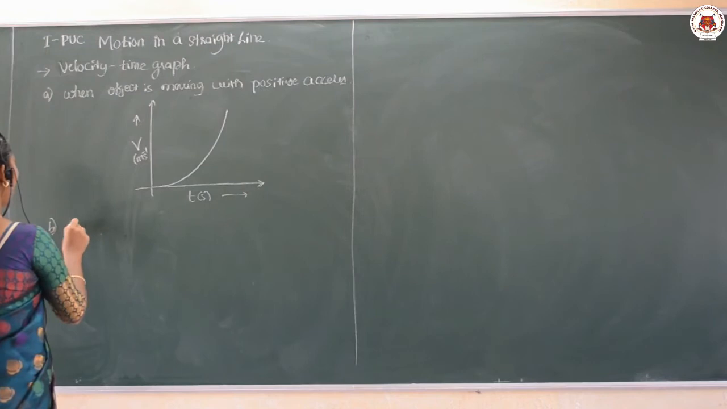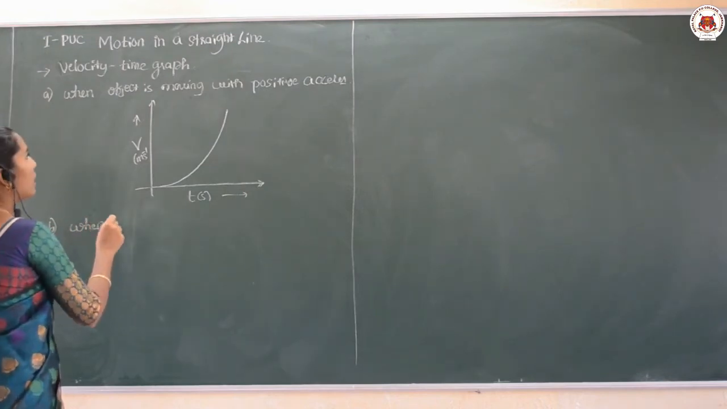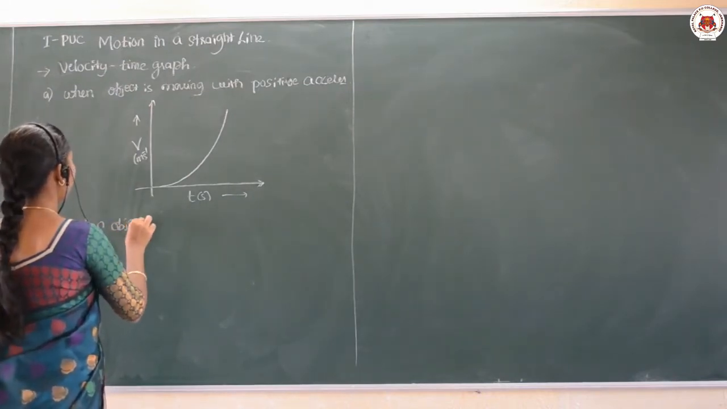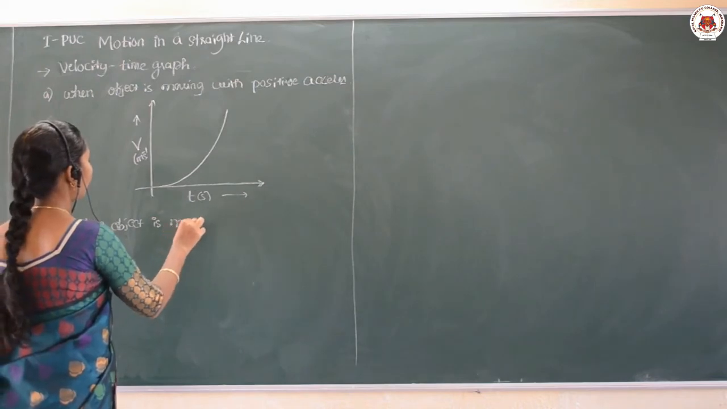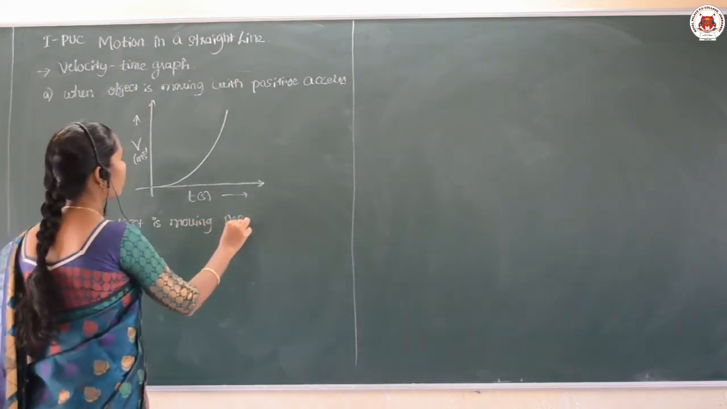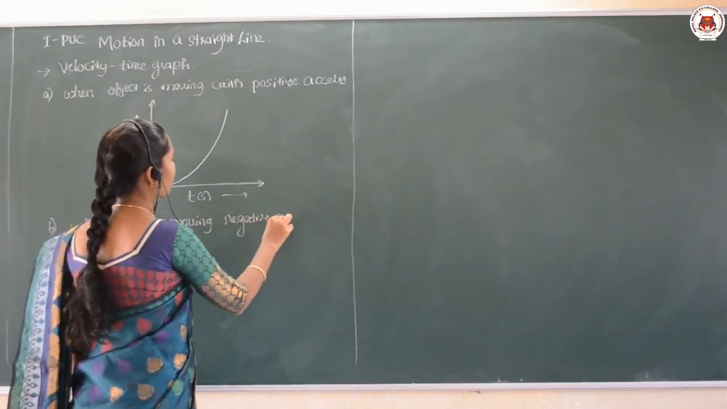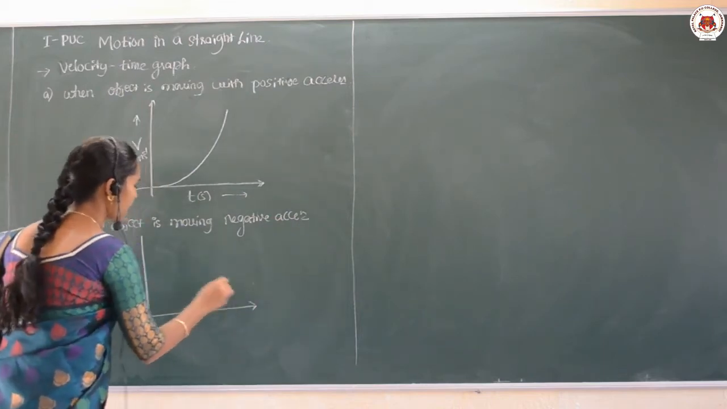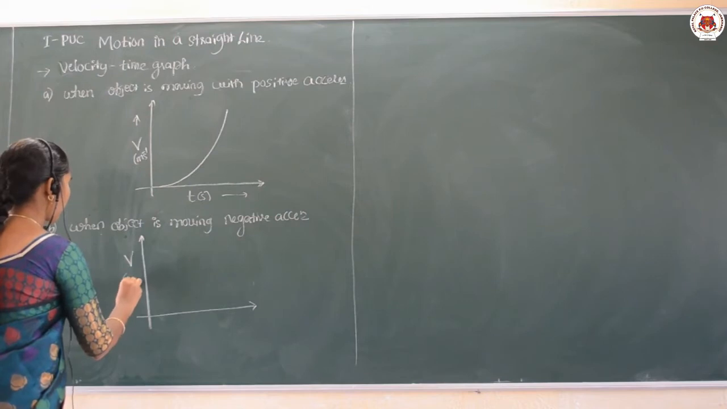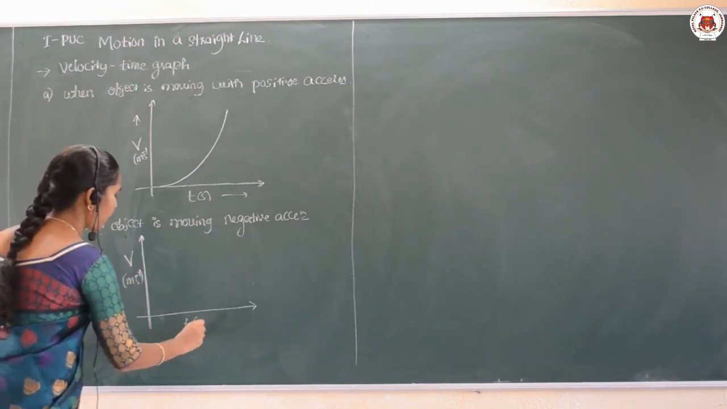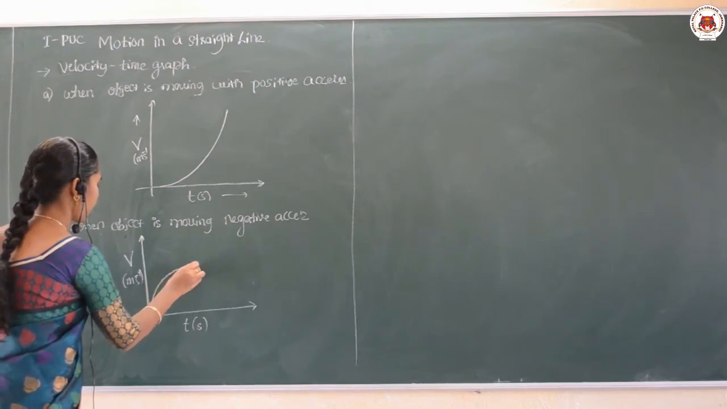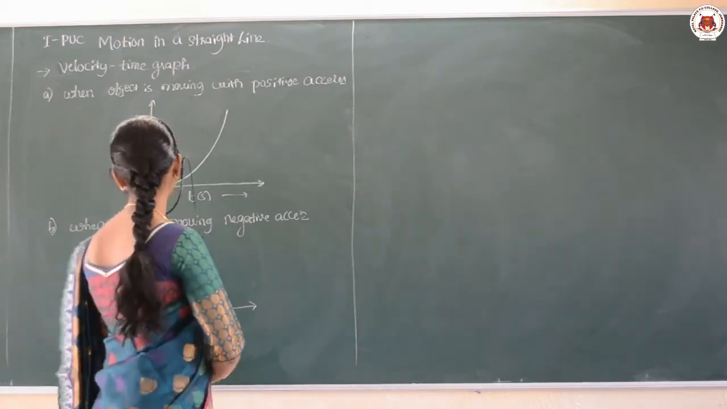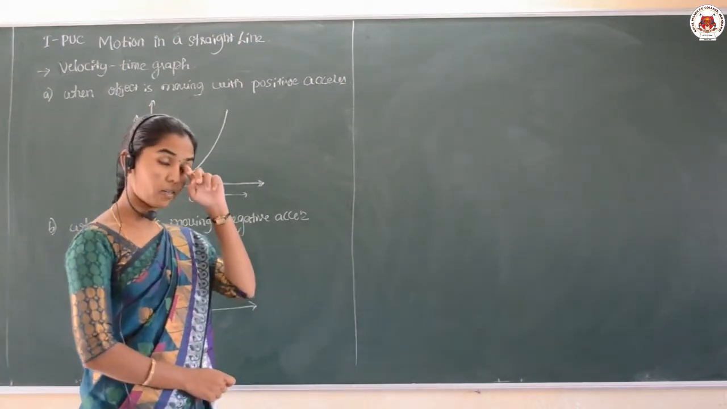And the next one is, if the object is moving with negative acceleration, how will be the nature of the VT graph? It is taken as velocity against time, and that comes in this way. So this is the VT graph when an object is moving with a negative acceleration.